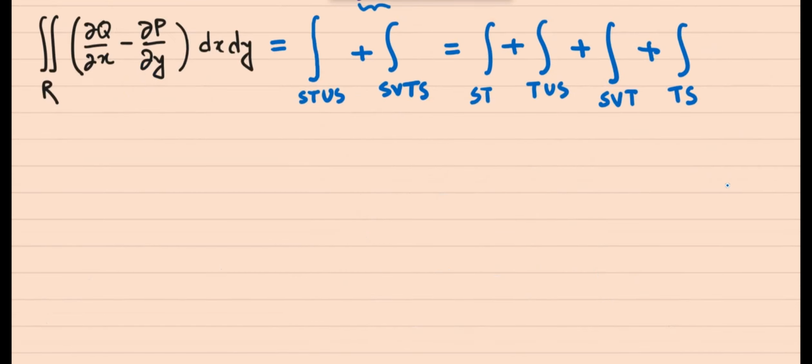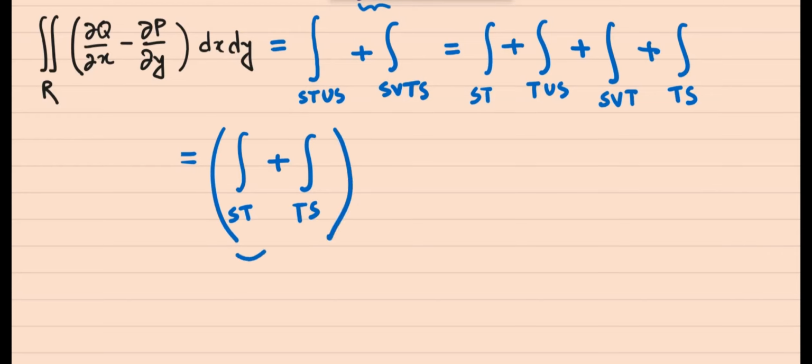What are clear to us are actually two things. Number one, the integral of ST gives the same one when taking the integral along TS, but these two are carrying the opposite sign compared to each other. So this part is going to give us 0.